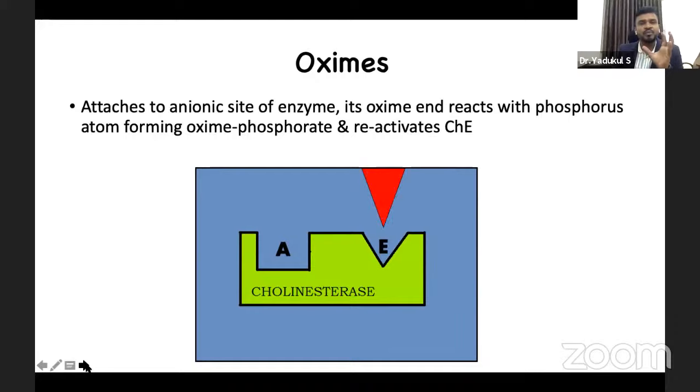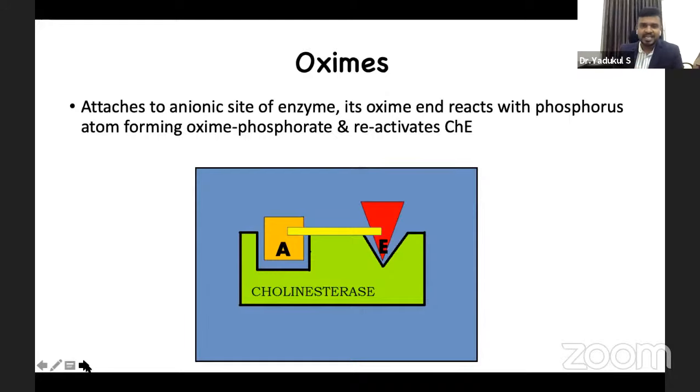What the OP compound does, the red triangle which you are seeing for your understanding, is bind to the esteric site. What the oxime does is bind to the anionic site. You can see the yellow block here, that is the oxime. So the oxime binds to the anionic site, and OP is already there in red color. The oxime has a connection that dephosphorylates the OP compound. You can see the yellow block now has a connection with the red triangle, so it has dephosphorylated.